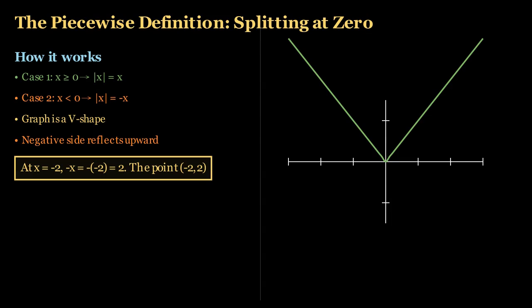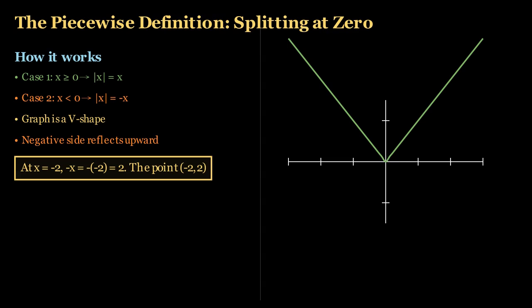Let's use our new rule on a concrete problem. Suppose a submarine dives to a depth of -7 meters, where negative means below sea level. We want to know its absolute distance from the surface, ignoring direction. Our input is x equals -7. The first thing we do is check the condition: is -7 greater than or equal to 0? No, it's less than 0.